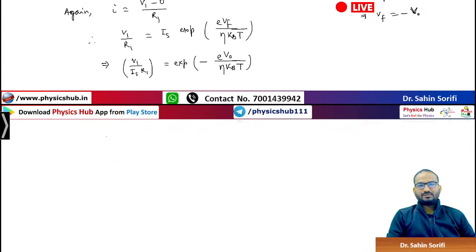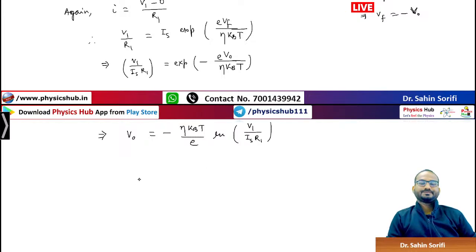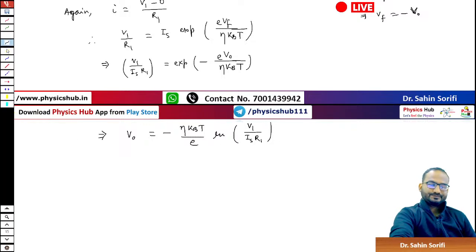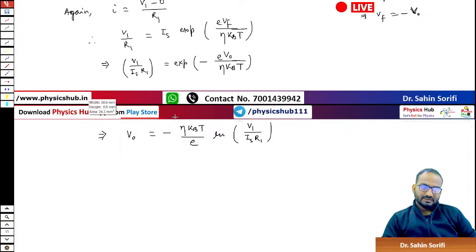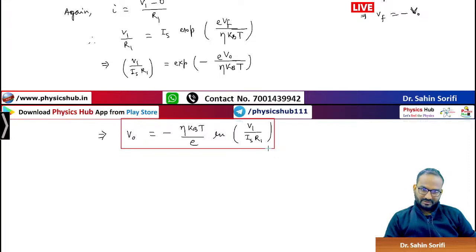If we take logarithm on both sides, V0, you will get minus eta kt by e ln V1 by Is R1. You can see the output is the logarithm of this input voltage. So that is why this op-amp circuit acts as a logarithmic amplifier.